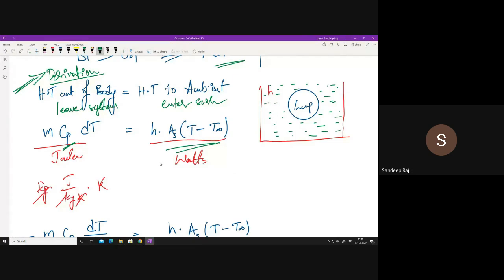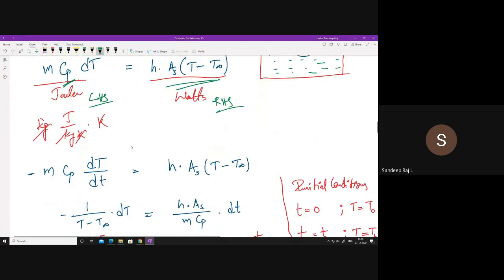But there is an imbalance of the units on both sides. On your LHS, you have used joules. On your RHS, you have used watts. So for that, you have to balance the units.